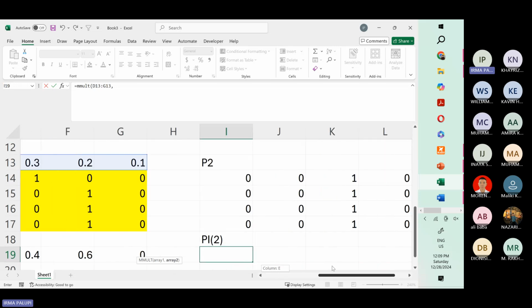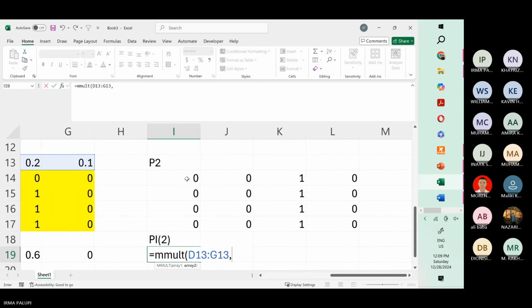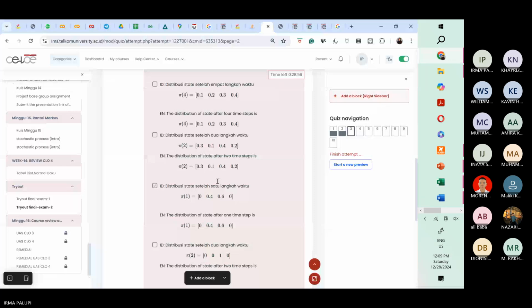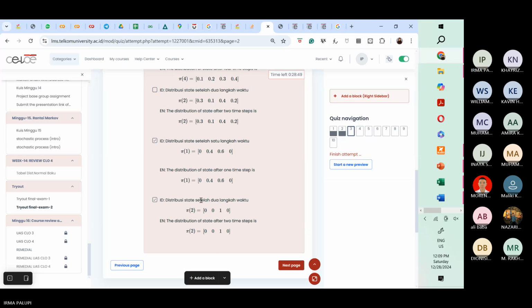Matrix P squared. So this is the distribution, right? 0, 0, 1, 0. This is wrong. 0, 0, 1, 0. This is correct. And now for P4.